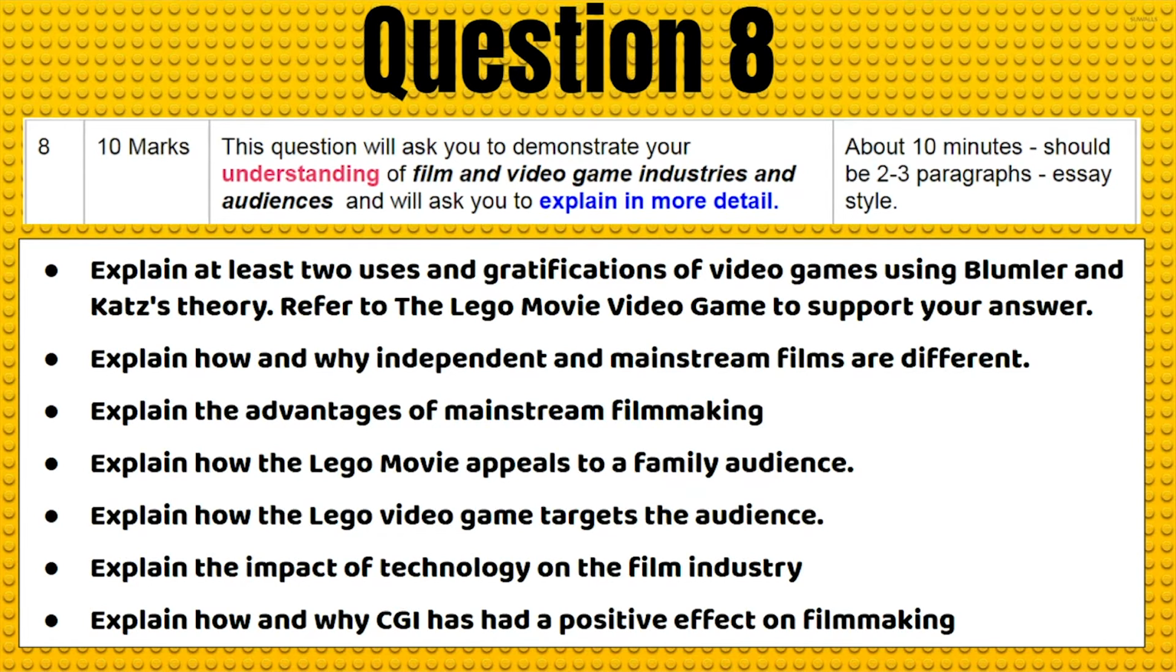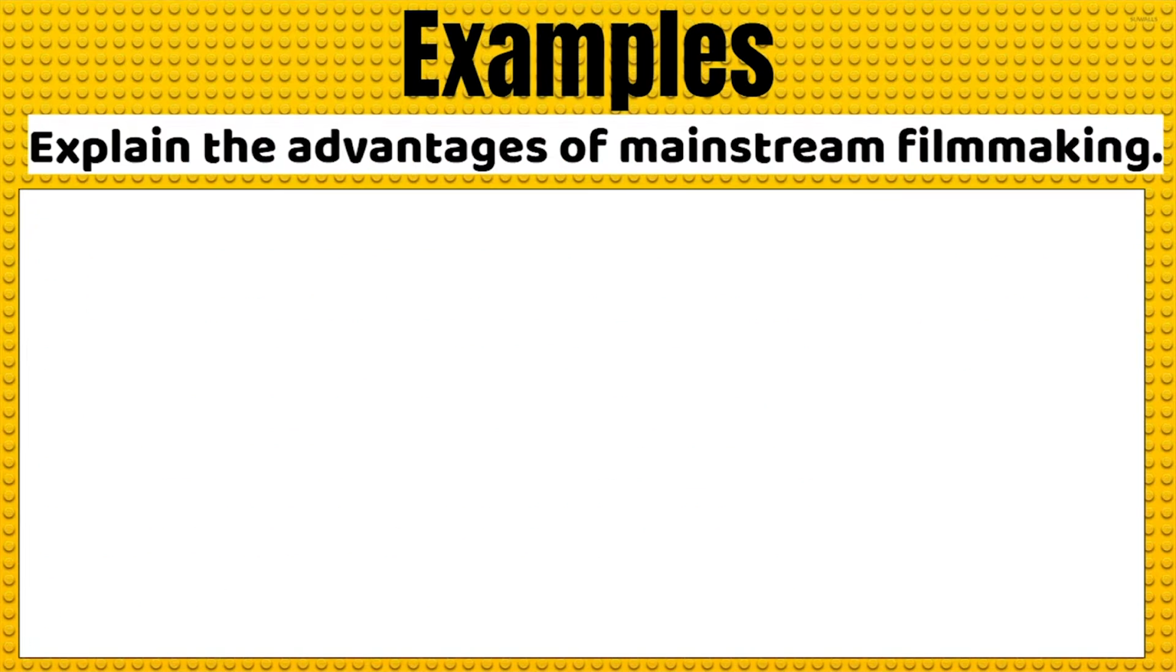So those are just some examples. There's not really any set structure, but that gives you an idea of the kinds of questions that you might be asked in this question. So let's take a look at one of those questions in a bit more detail and consider what we could say. So explain the advantages of mainstream filmmaking. Let's have a look at some of those points that you could make.